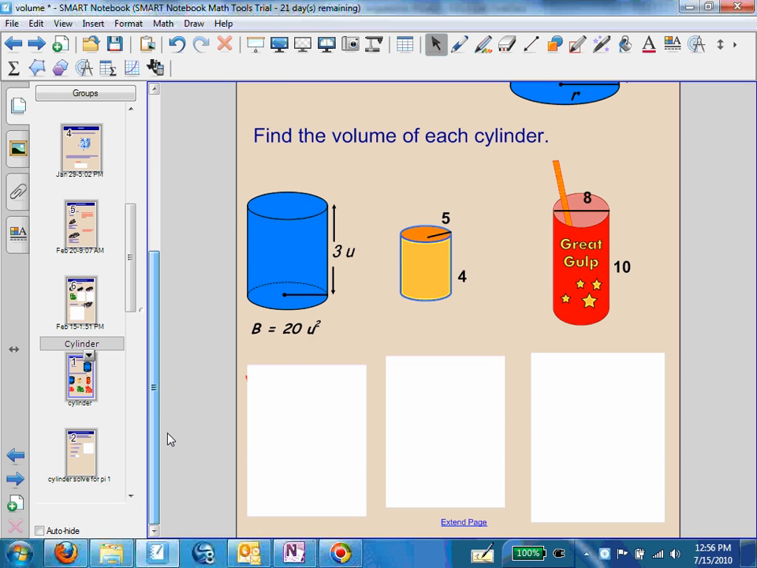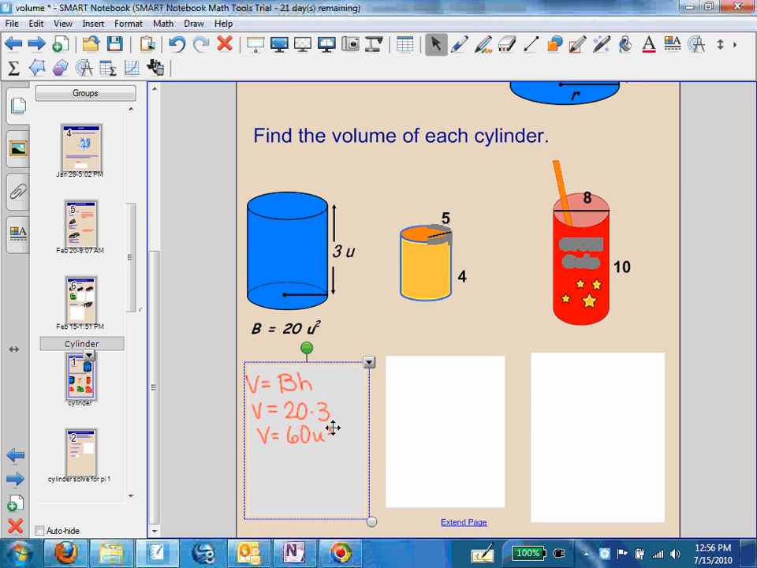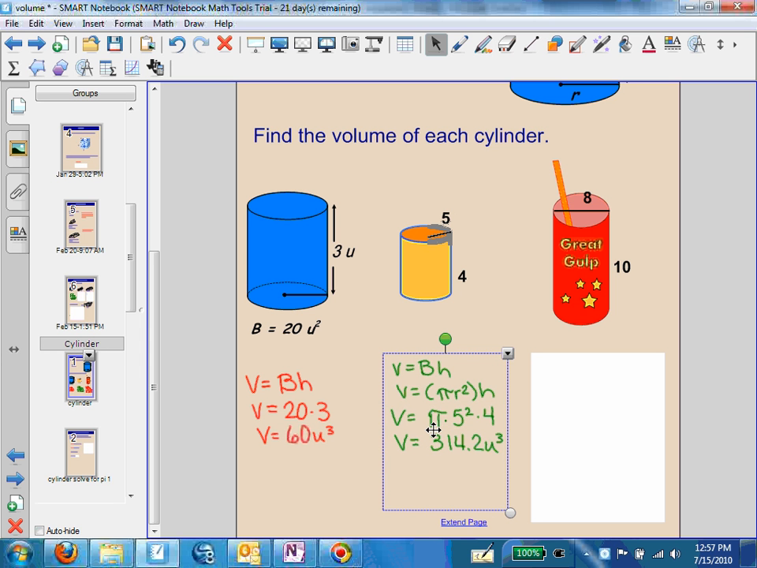So if we look at a few examples here, we're going to substitute in 3 for our height, and we're going to substitute in 20 for the area of our base, since they gave us the area of our base. So that's a nice, easy problem, 60 units cubed. And the next example, they didn't give us the area of the base, so we're actually going to have to work with pi r squared. So we're going to put in 5 in the place of r, 4 in the place of h, and when we multiply all this out, you just plug in pi times 5 squared times 4 in the calculator, and you get 304.2 units cubed rounded to the nearest tenths.